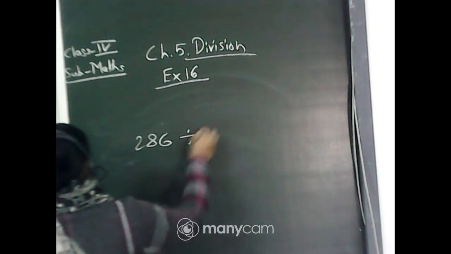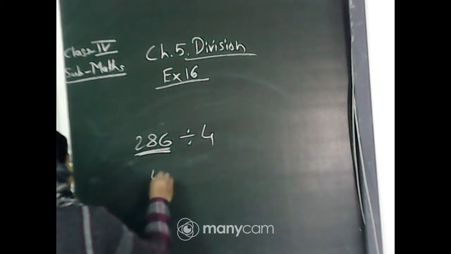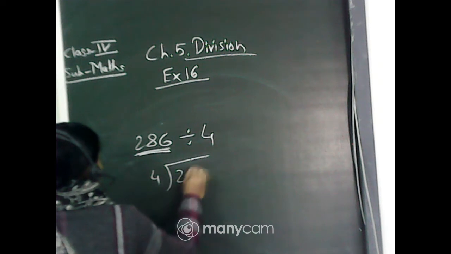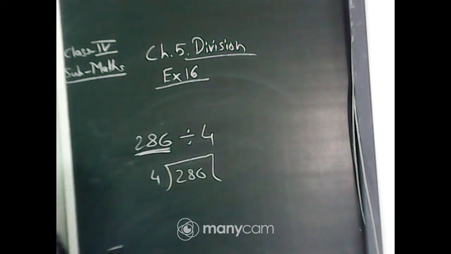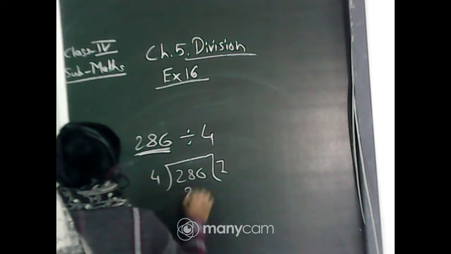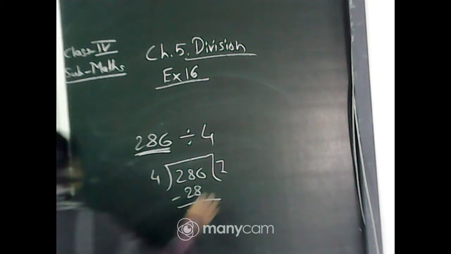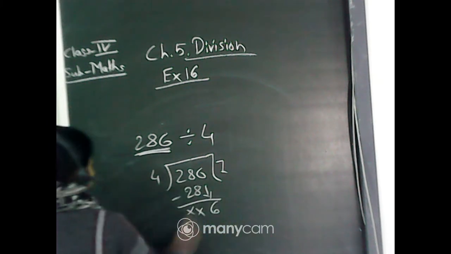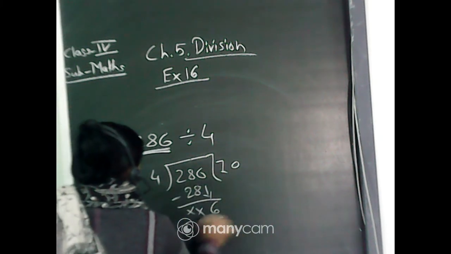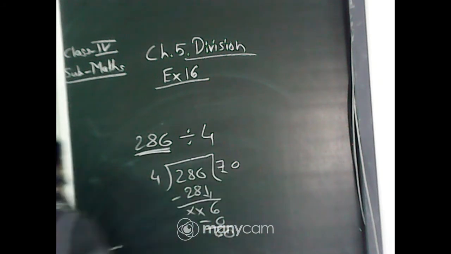286 by 4. So the 4 goes outside, 286 inside. Let us divide. 4 sevens are 28, isn't it? 6 will come down, then you will give 1 0, then subtraction again 6 0. So this way you will divide, isn't it?